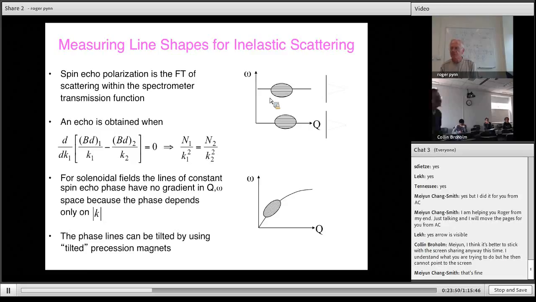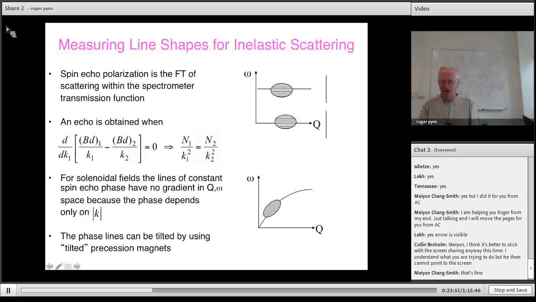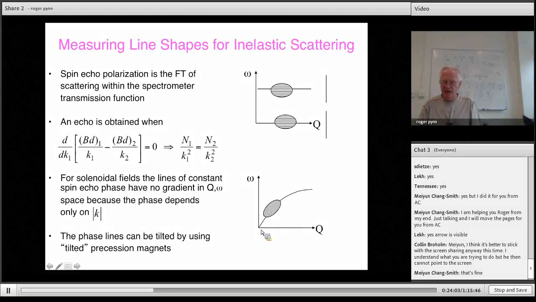So basically, it doesn't help you much if you've got a phonon. This is what you'd see if you had an acoustic phonon. You'd have a phonon mode that looks like this. That's just a normal phonon that you'd see. And here is, let's say, the resolution function of a triple axis machine.